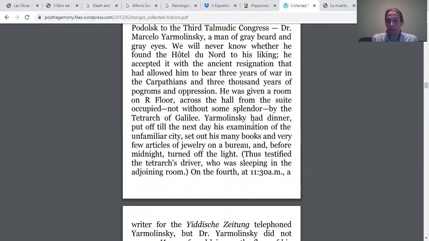There was a Tetrarch of Galilee, and you've almost certainly heard of him. The Tetrarch of Galilee was the title given to Herod Antipas. If you're familiar with the New Testament, you will know that Herod Antipas is the Herod that is associated with the beheading of John the Baptist. He's also associated with the events leading up to the execution of Jesus. Now, his title was Tetrarch of Galilee.